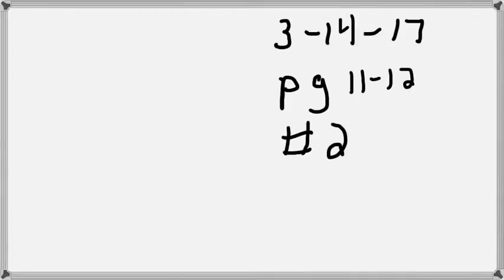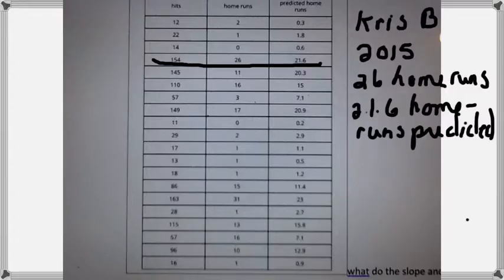Number 2, don't forget that you need to explain what the slope and the y-intercept mean in terms of this situation with hits. The first question asks you in 2015 about Chris B's home runs and what was predicted. He had 154 hits and he had 26 home runs of those hits, and then he was predicted to get 21.6 home runs, and all you had to do to answer those questions is look at the table in this row right here.